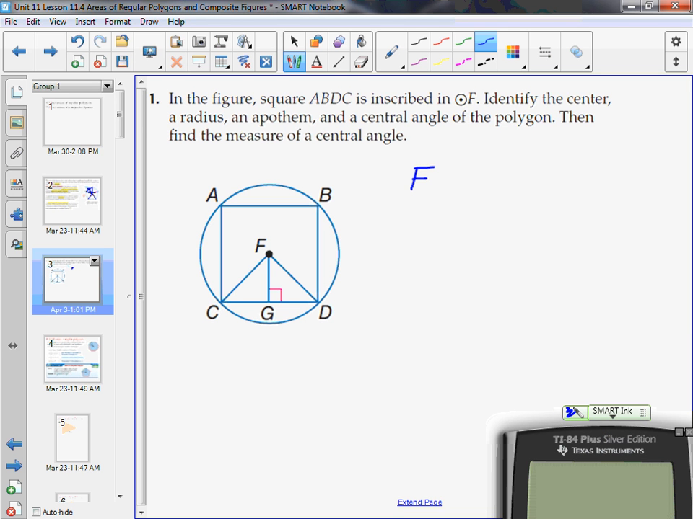A, radius. What's 1 radius? Segment FC is 1. Segment FD is 1. You only have to list one. I'll list them both. And apothem, they've only drawn in one apothem. What is it? Segment FG and a central angle. So angle what would be a central angle? Yeah, but angle F, there's more than one possible angle F. So let's name it with 3 letters. CFD.